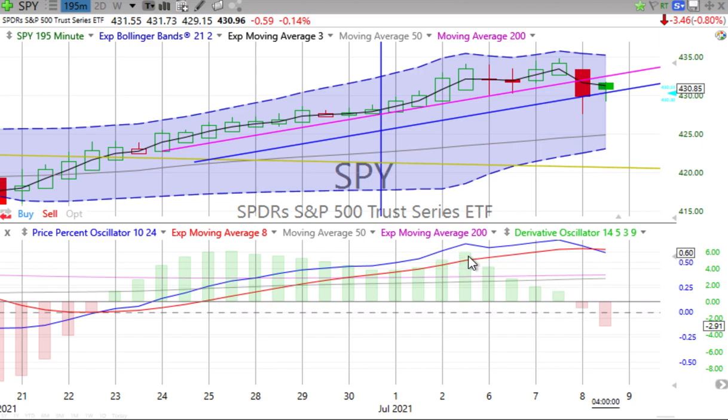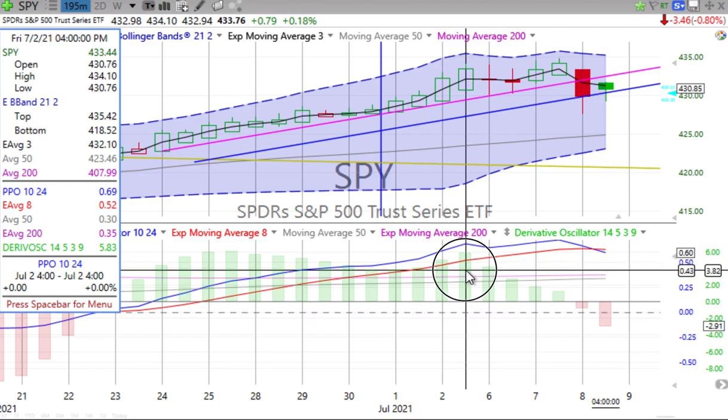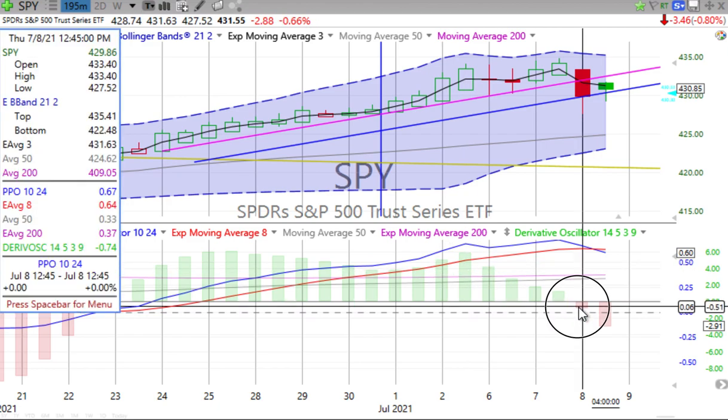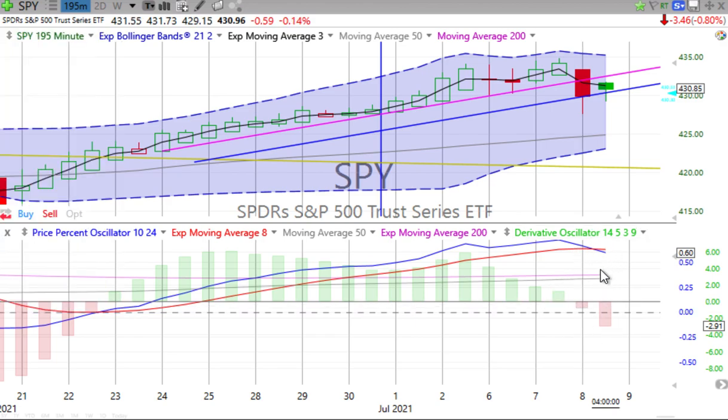Now the derivative oscillator, which is our leading indicator, a triple smooth version of the relative strength index. For those who are familiar with the relative strength index, maybe not the derivative oscillator, what you see it doing is it has been devolving since it peaked back on the afternoon of Friday the 2nd. Well, it went negative in the morning, further negative in the afternoon. Price percent oscillator crossed over going down in the afternoon.